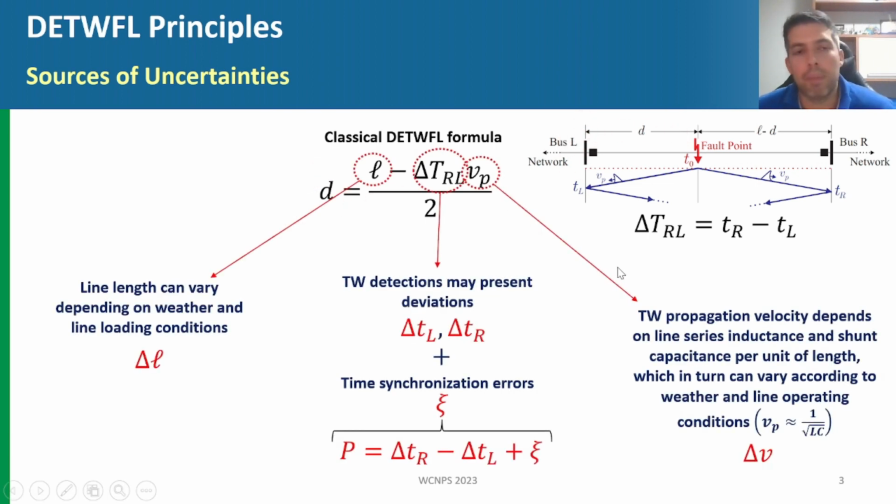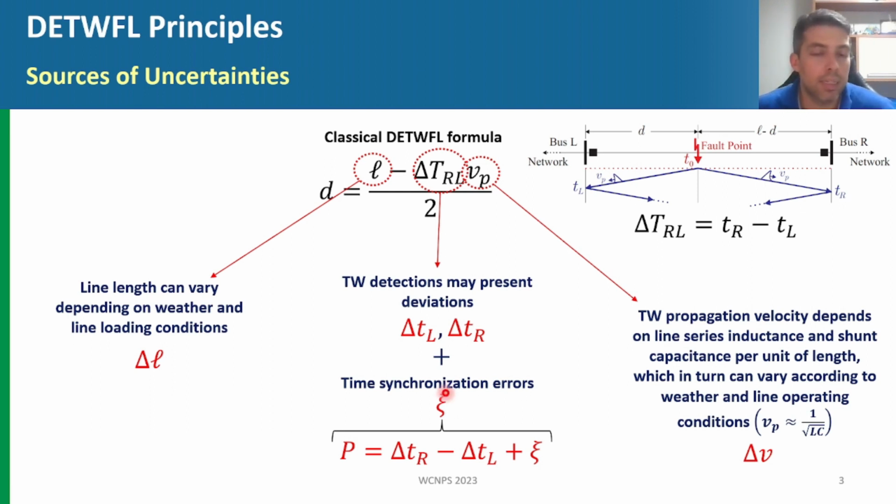However, in practical applications, we know that line length can vary depending on the weather and line loading conditions, so that we are considering here an uncertainty factor called delta L. In addition, travel wave detections at both line ends may present deviations, which are called here delta TL and delta TR. Also, regarding these timestamps, we know that time synchronization errors may take place because we are associating remote and local timestamps. So this time synchronization error is represented here by the variable xi.